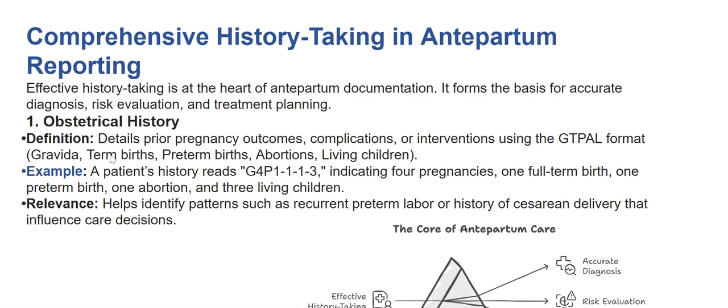Obstetrical history here details prior pregnancy outcomes, complications, or interventions using the GTPAL format: gravida, term birth, preterm birth, abortions, living children. Example: a patient's history reads G4P1113, indicating 4 pregnancies, 1 full-term birth, 1 preterm birth, 1 abortion, and 3 living children.